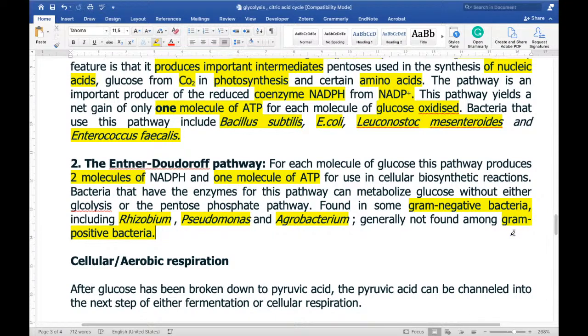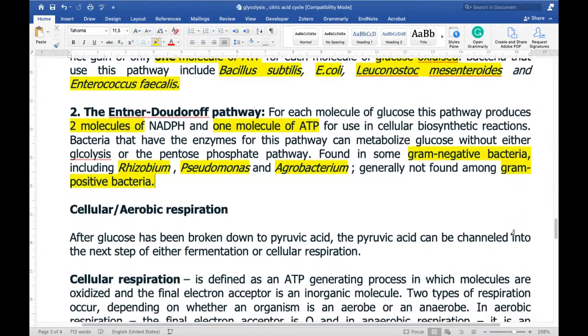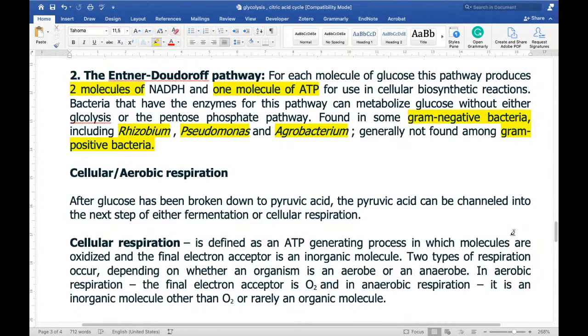In the human being, the first pathway, glycolysis, is taken care of. As the aerobic breakdown of glucose to pyruvic acid is done, this pyruvic acid is channeled into the next step, known as fermentation or cellular respiration.